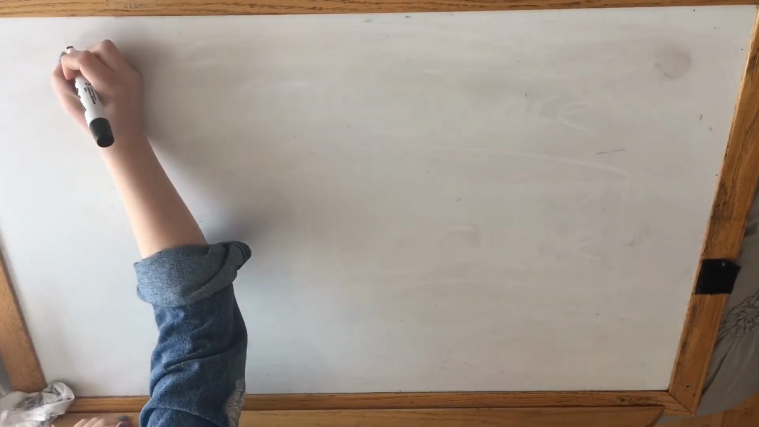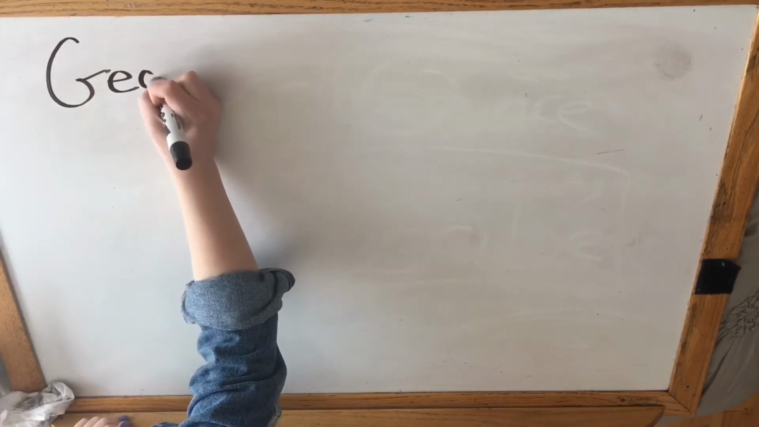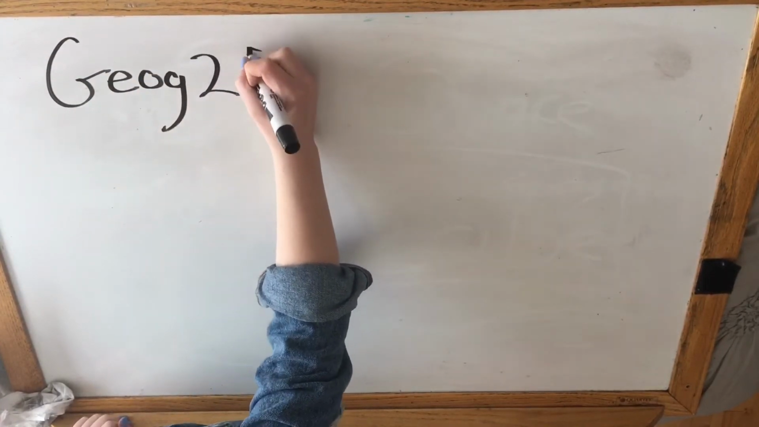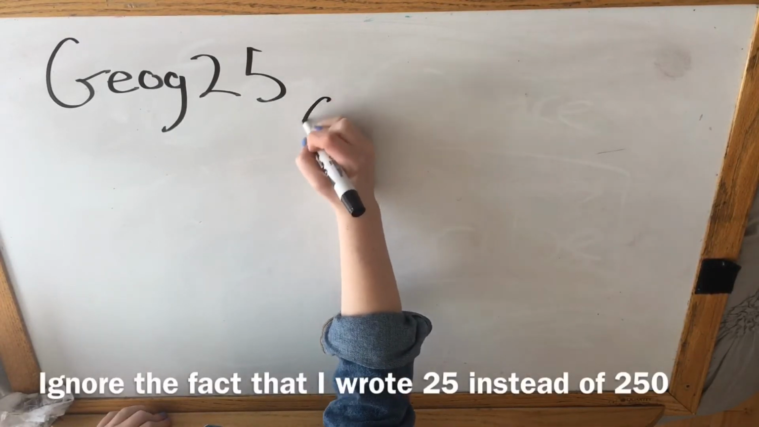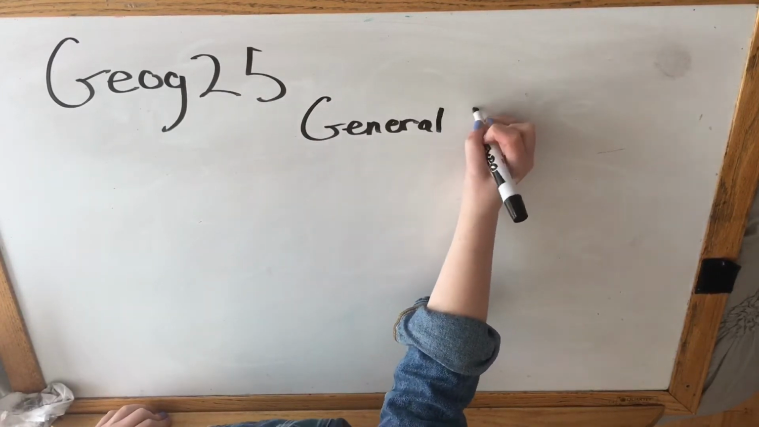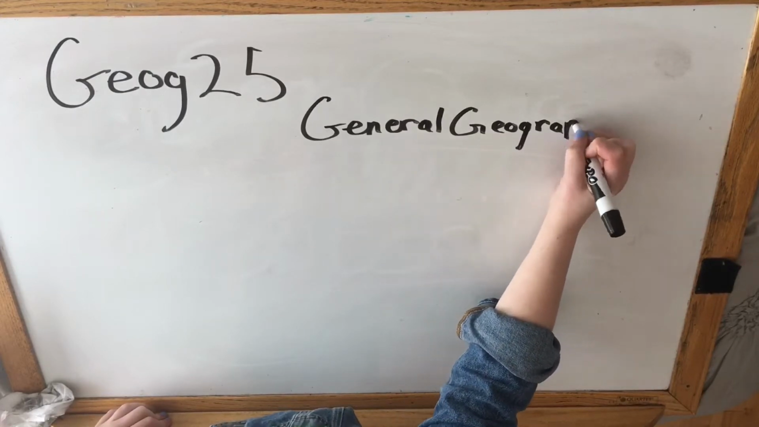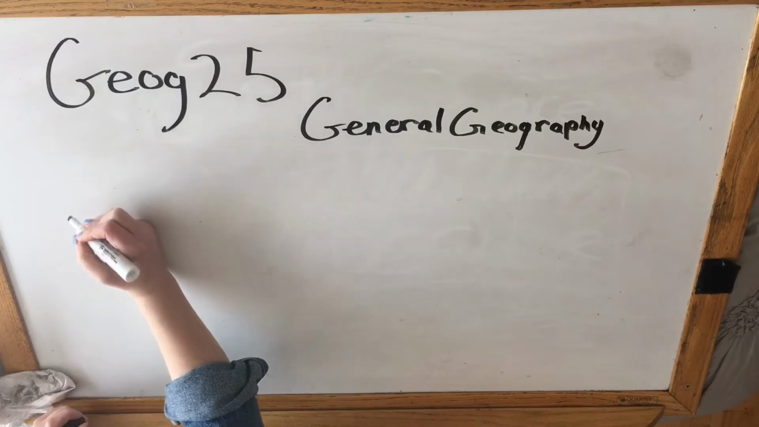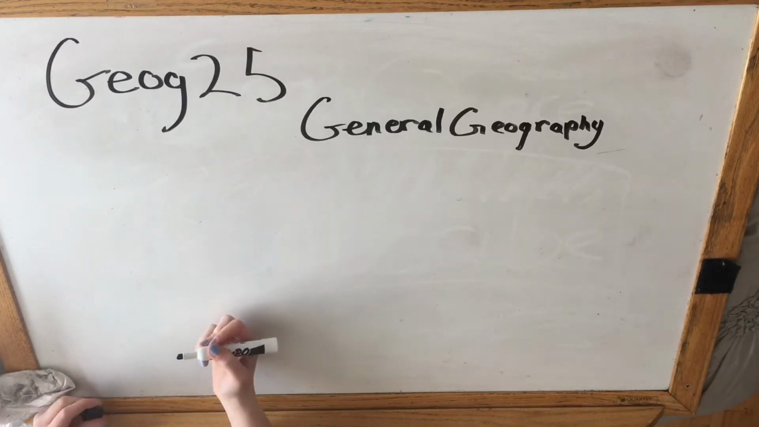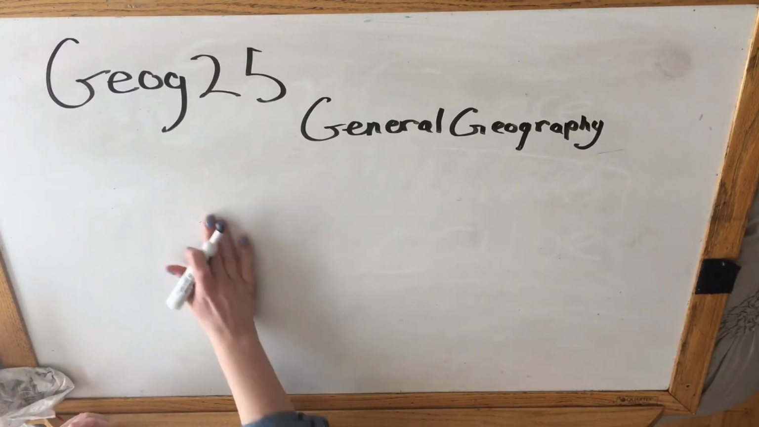I'm going to talk about geography today. This is for my Geography 250 class. And we're going to start off by talking about some general geography. So, geography is the study of places and how they interact spatially to form patterns. For example, examining what's already there.